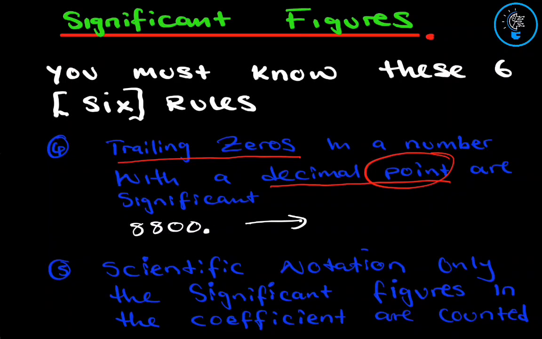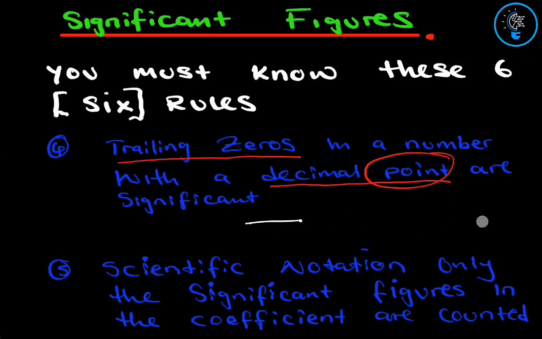Remember, there is a decimal point. So trailing zeros are significant. When you say trailing zeros, we mean zeros at the end. So trailing zeros are significant. And remember, from rule number 1, non-zero digits are significant. So we have 4 significant figures.